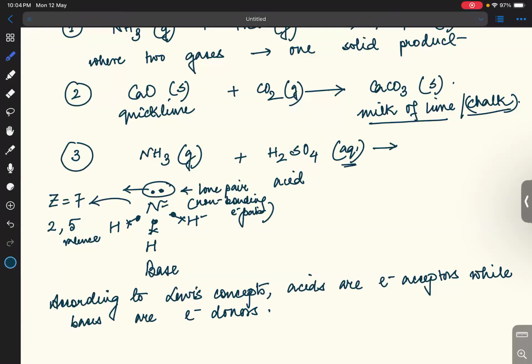But according to the concept of Lewis, which is the most modern concept for acids and bases, acids are nothing but electron acceptors. Any compound which can accept electrons can be called an acid. And any compound which can donate a pair of electrons can be called a base. So Lewis acid means electron acceptors, Lewis bases means electron donors. So when this nitrogen can donate electrons, it can actually behave as a base.